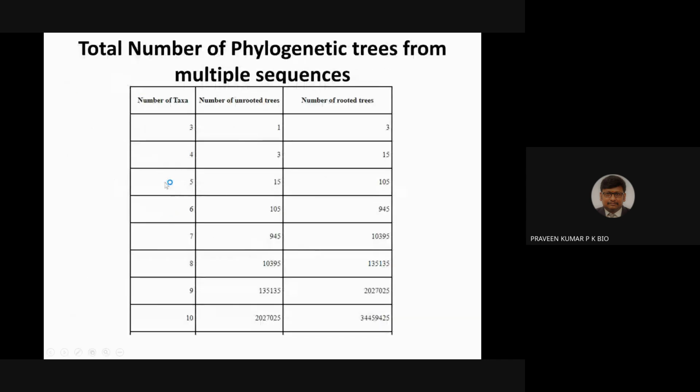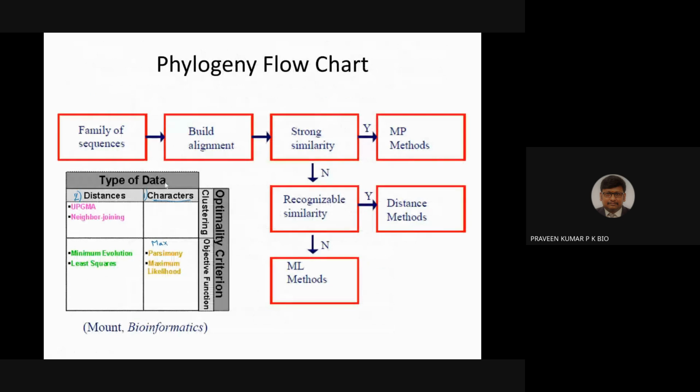And in these distance-based methods, we also have least squares. This is an additional method that we are showing here. Whatever methods I classified as character-based or distance-based are extracted from a textbook called Bioinformatics by Mount. Universally, in most countries, the basic textbook for bioinformatics that we follow is Mount. One can go through this information from the Mount textbook.